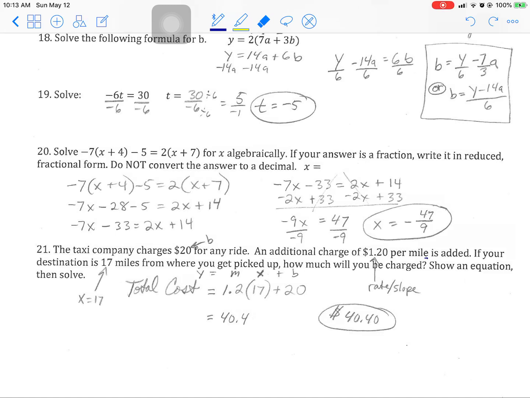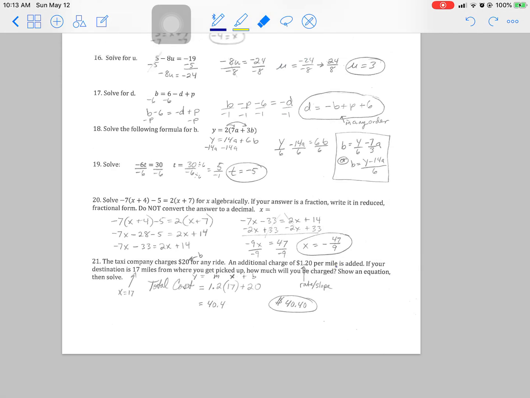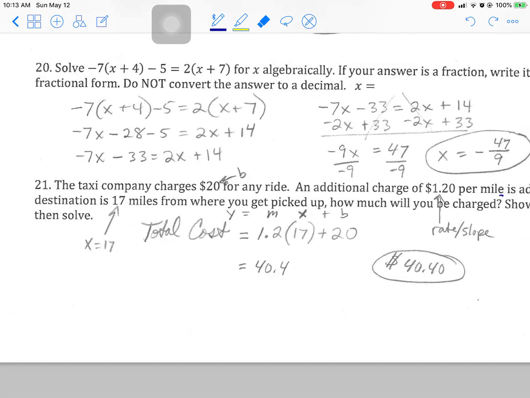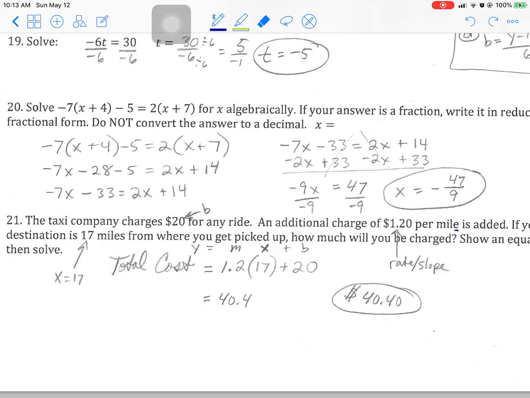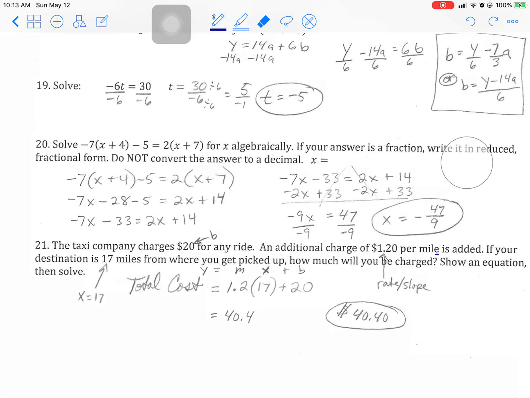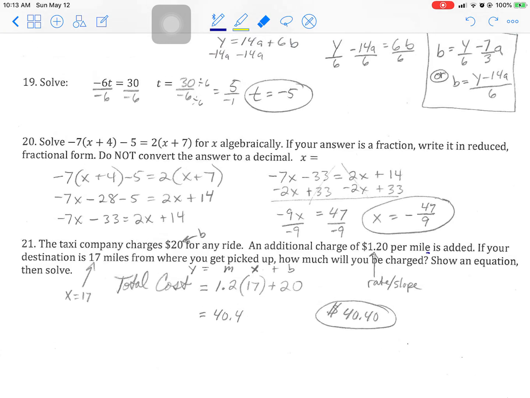All right, part 1 left off for the final review, just finishing up number 20. Here's 21 at the bottom here. When I did this one, I initially did it with keeping in mind the Slope-Intercept Form, which is right here: y equals mx plus b.